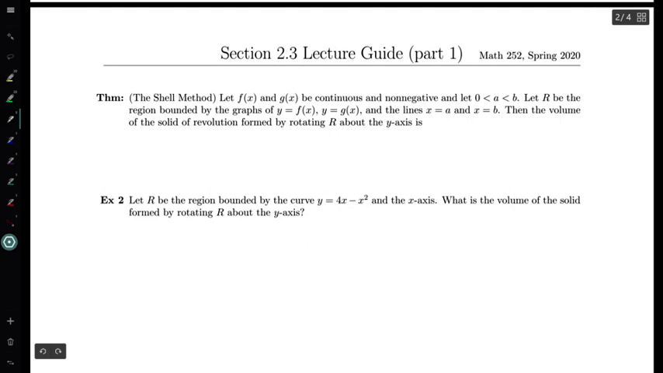All right, so let's write this down a little bit more formally in the shell method theorem. So if we have continuous non-negative functions with 0 less than a less than b, and R is the region bounded by the graphs y equals f of x, y equals g of x, the lines x equals a and x equals b, so this is exactly the picture that we've just drawn, the volume of the solid of revolution formed by rotating R about the y-axis is this integral from a to b of 2 pi x times the absolute value of f of x minus g of x dx.